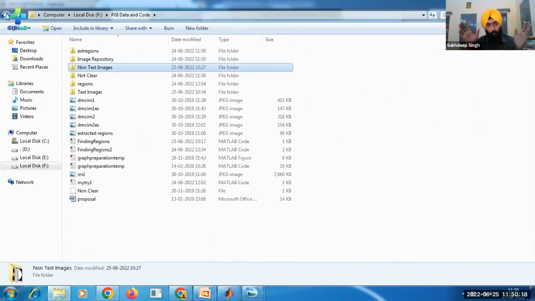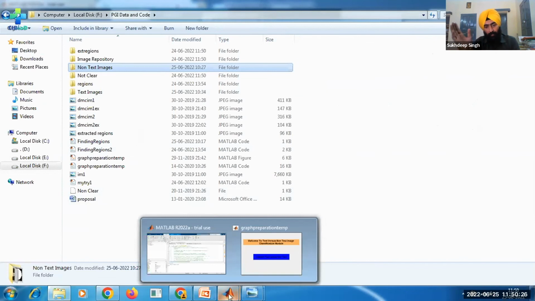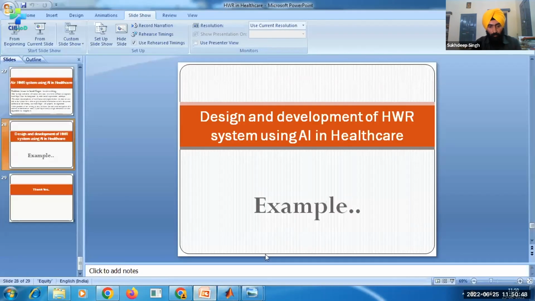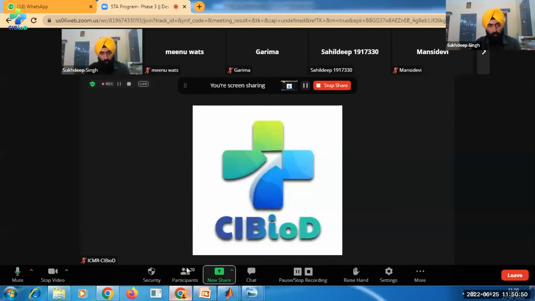So once we have scanned our OPD card or directly written on the screen, after that we have to perform segmentation, and after segmentation we have to classify it into textual as well as non-textual data, and then we will use certain machine learning techniques like LSTM or CNN for further recognition. So this was all about the development of HWR system in healthcare. Thank you.